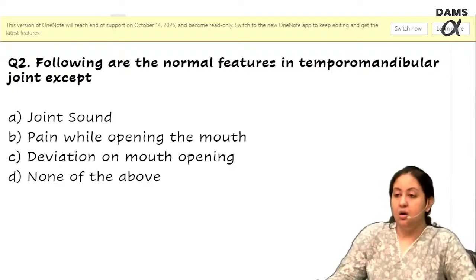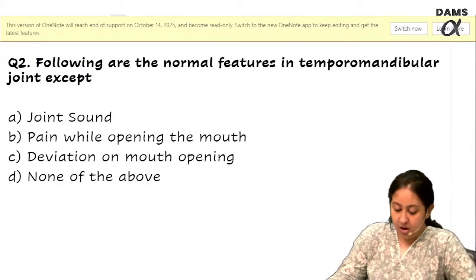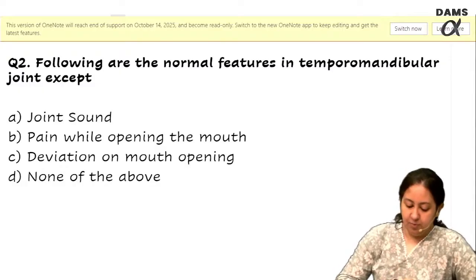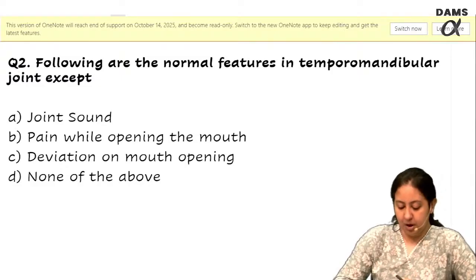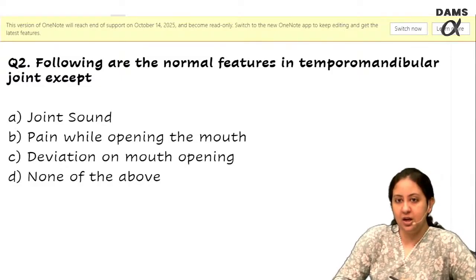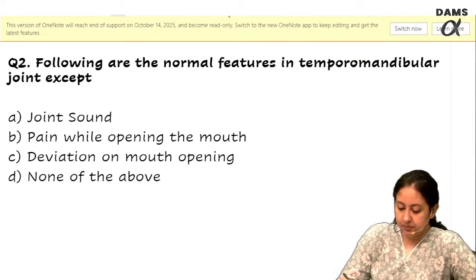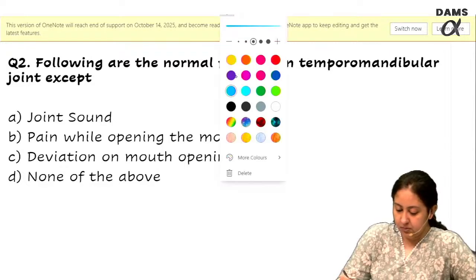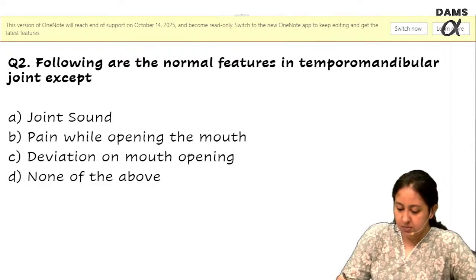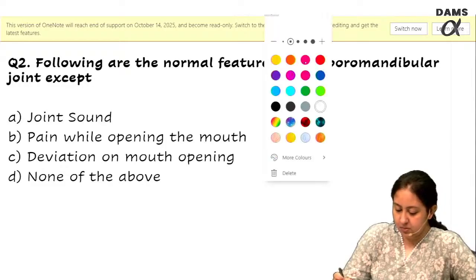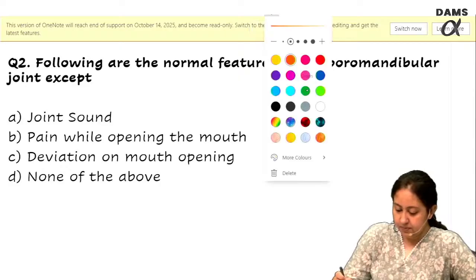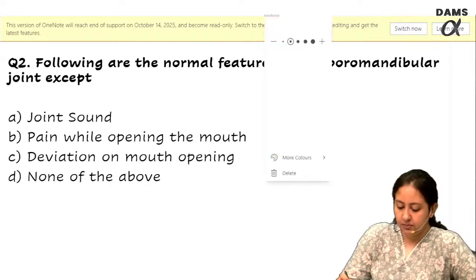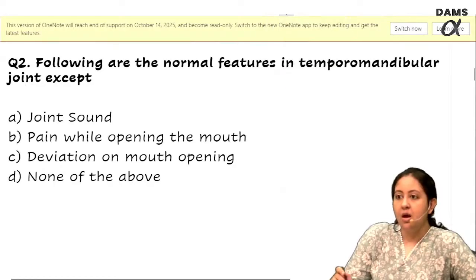Let's move on to the second question. Following are the normal features in temporomandibular joint except: A, joint sound. B, pain while opening the mouth. C, deviation on mouth opening. D, none of the above. What would be the correct answer here?